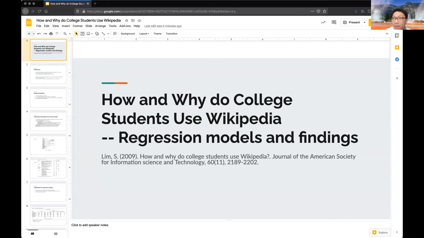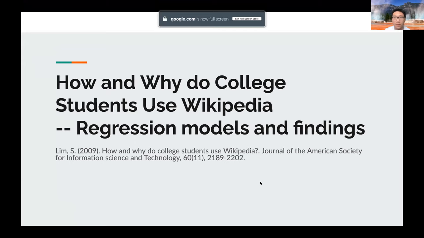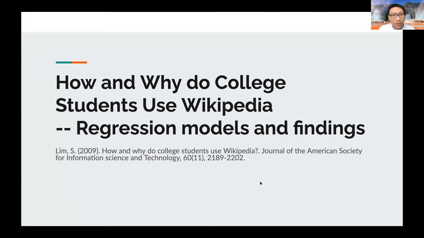So the paper I'm presenting is about college students' use of Wikipedia, which is not software, and it's also very interesting. So let's see. Right. So this is a paper published in 2009. I believe they did the surveys in 2008. And just as a context, Wikipedia was introduced in 2001, so it was sort of in its early stage. So this paper is about how college students use Wikipedia.